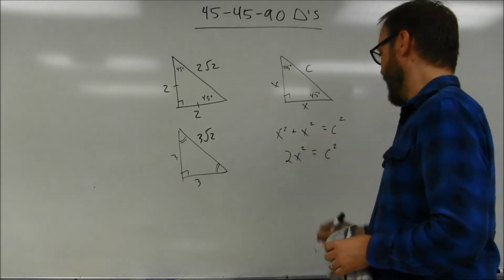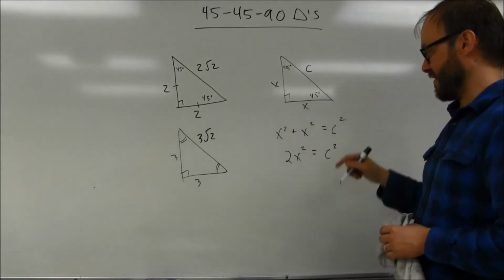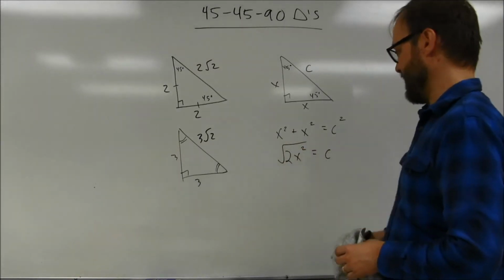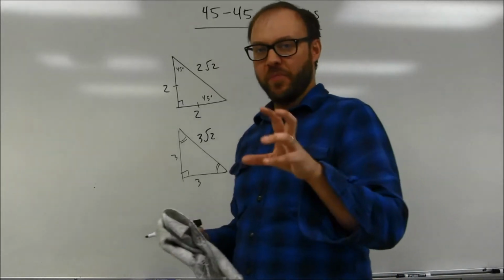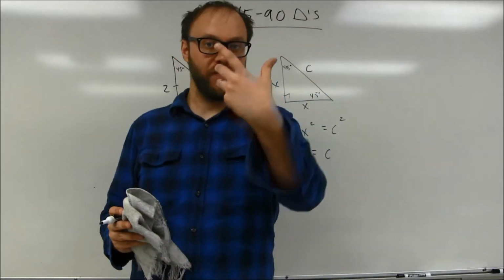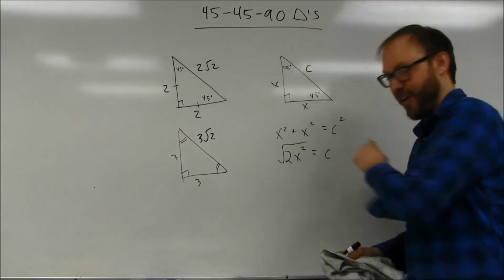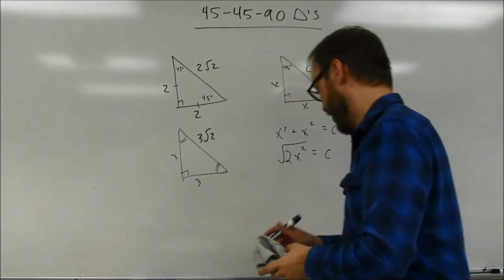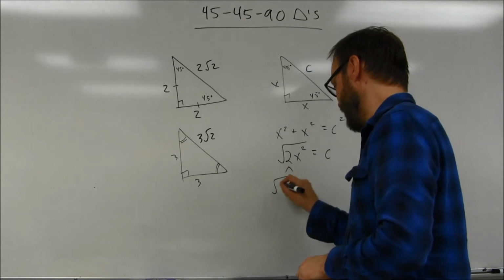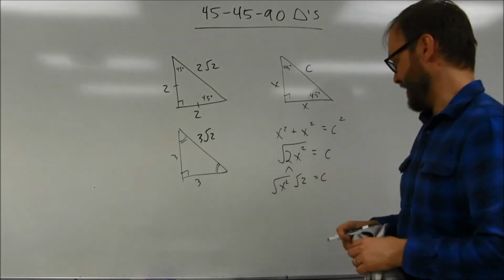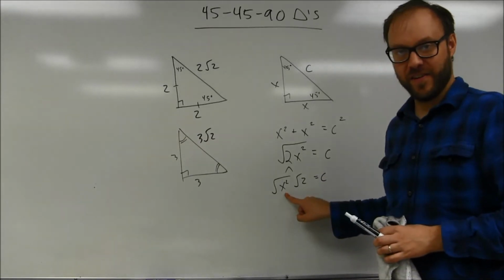I'm trying to find c, so take the square root of both sides. So the square root of c squared would just be c. And if you remember, when you break down a radical, you break it down into a perfect square times another number. 2 is not a perfect square. x squared is a perfect square. This breaks down into the square root of x squared times the square root of 2 is equal to c. Well, the square root of x squared is just x.